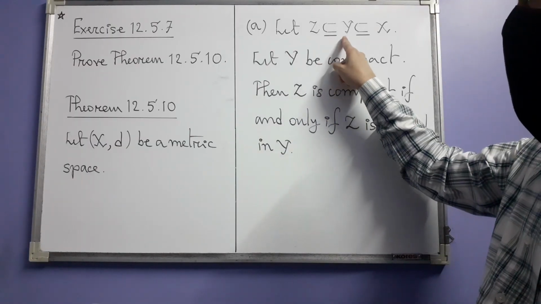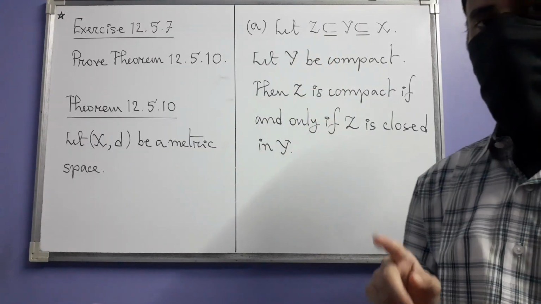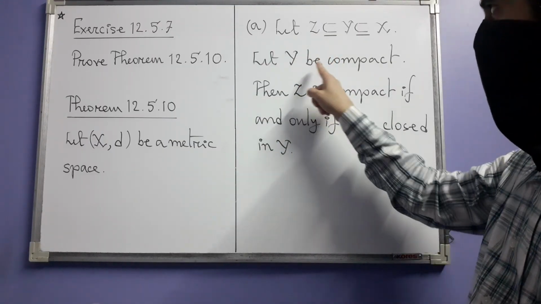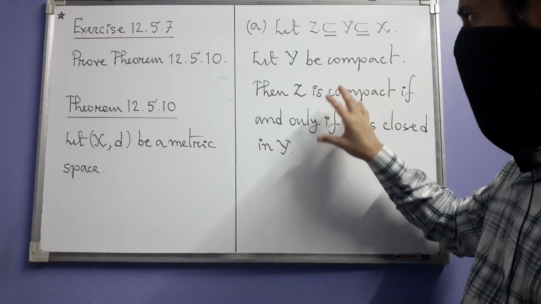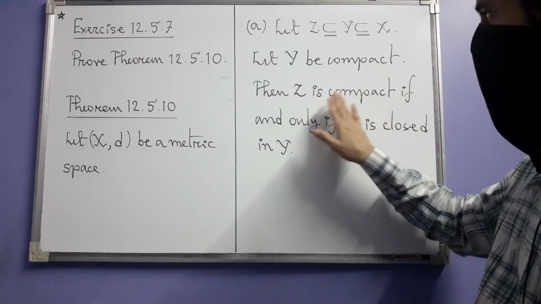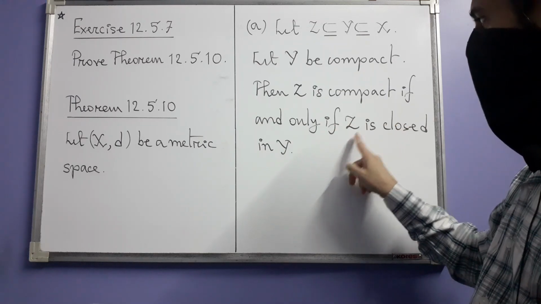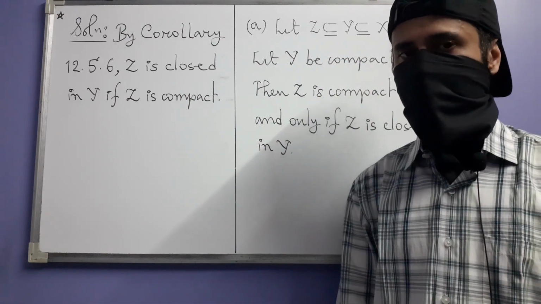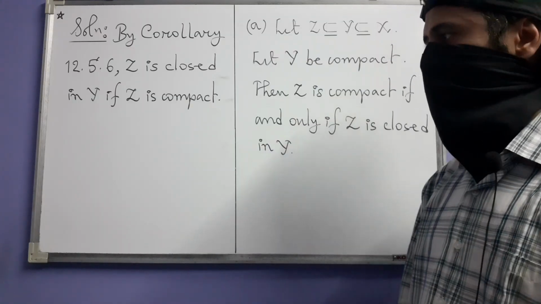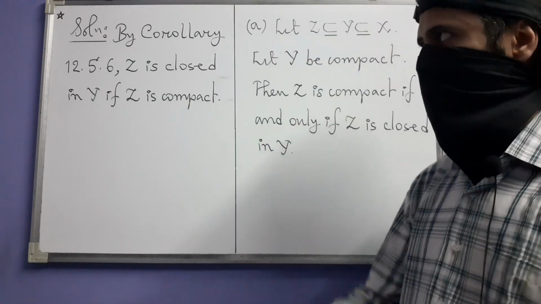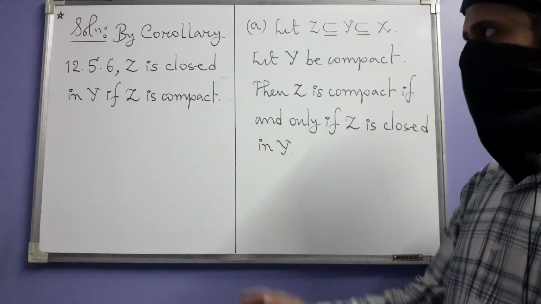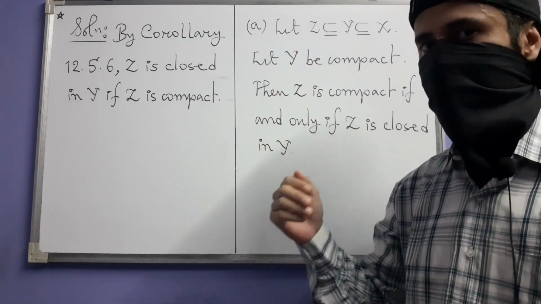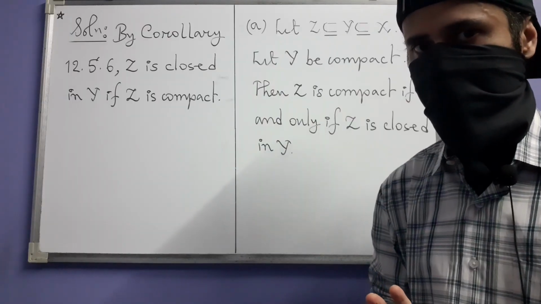In A, we have two subsets Y and Z of X, where Z is a subset of Y, and it's given that Y is compact. Then this is the claim: Z is compact if and only if Z is closed in Y. Although we are proving a theorem, because this is an exercise solution, I have written solution. So in this part, we will prove part A, and then we will prove parts B and C afterwards.